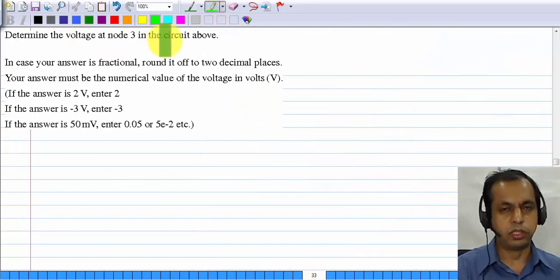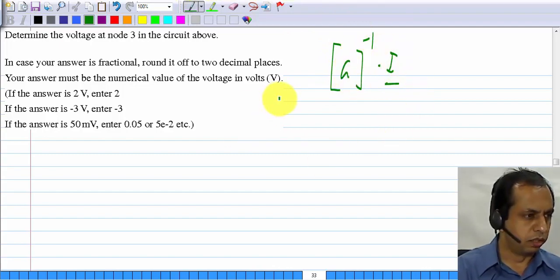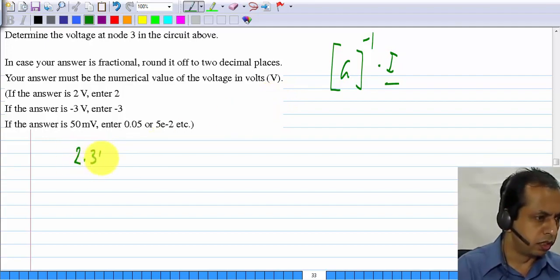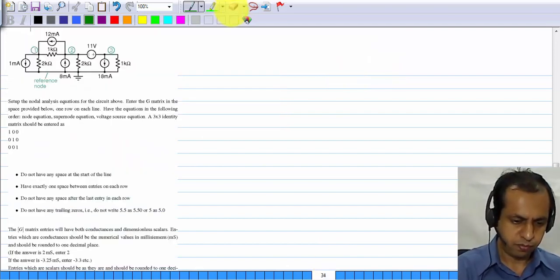And you have to find the voltage at node 3. Again, all you have to do is solve for it, G inverse times I, and the voltage at node 3 turns out to be 2.35 volts.